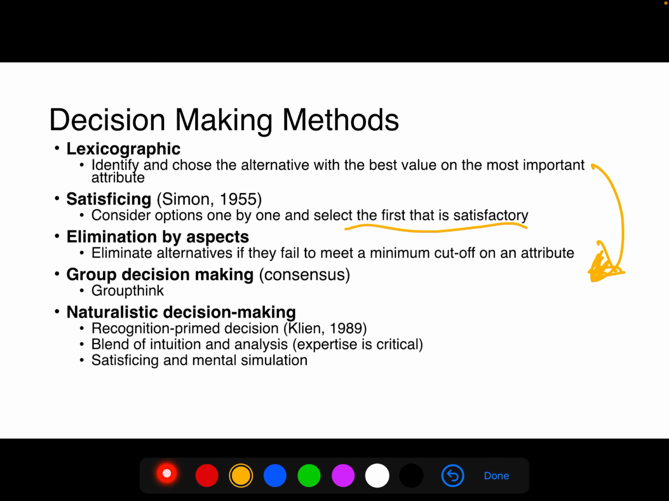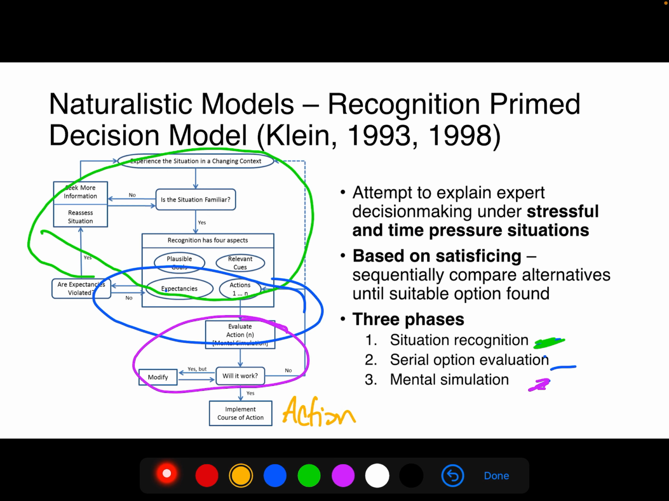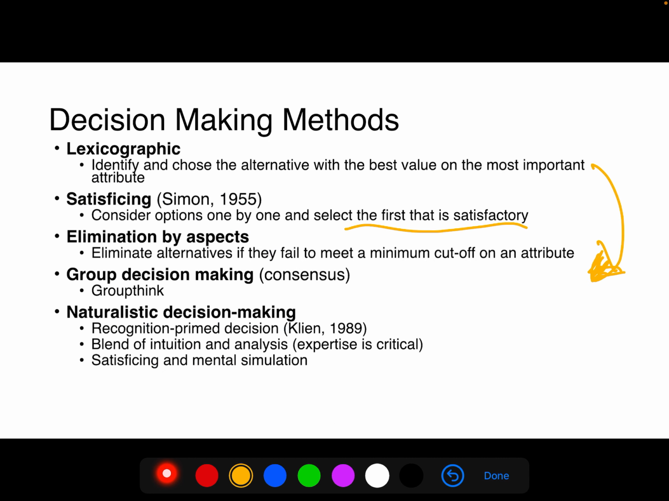Then we get into more naturalistic decision making, which we already walked through here. If you're going through all of these steps, that's naturalistic decision making. It's a blend of intuition and analysis. You have to have some expertise for it to work. And you're working on satisficing and mental simulation. We're playing out the scenario with our decision in mind.